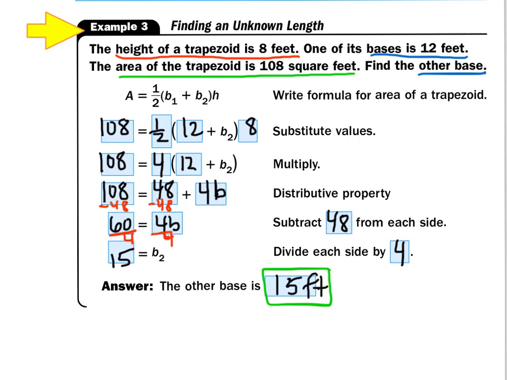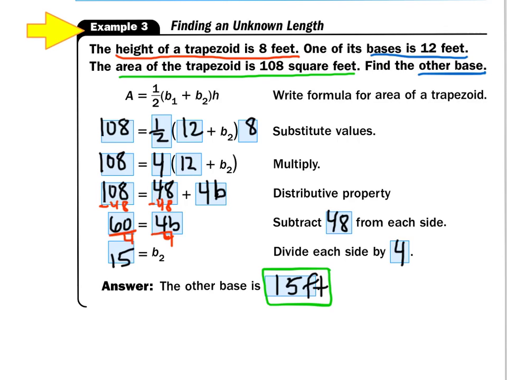Alright, so take a look at example 3, finding the unknown length. The height of a trapezoid is 8 feet. One of its bases is 12 feet. The area of the trapezoid is 108 square feet. Find the other base. So always start with the formula. The area is 1/2 times the quantity of the big base plus the little base times the height.